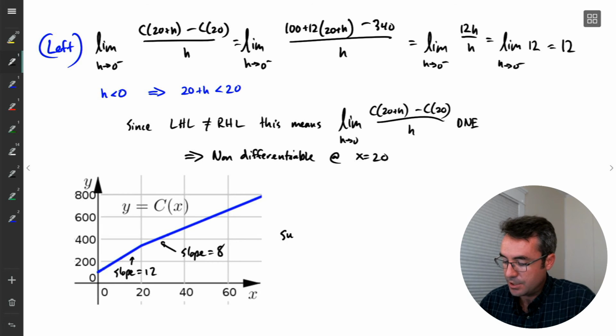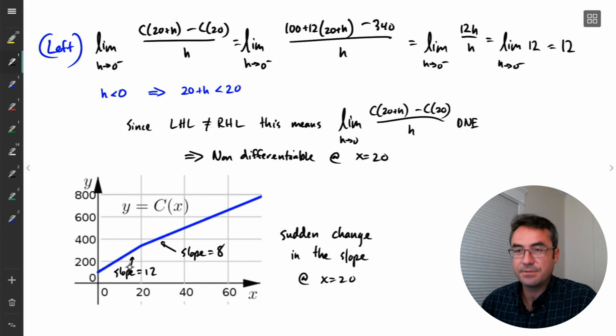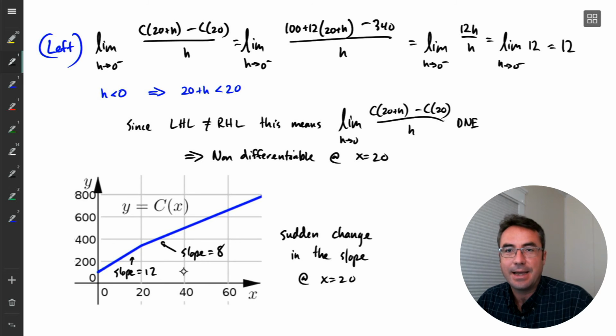So there's a sudden change in the slope, or an abrupt change in the slope at x equals 20. On the left side, our slope is 12. On the right side, our slope is 8. And we don't gradually go, so we don't go down to 11, then 10, then 9.5, then 9.1, then 9, or 8.1, 8.01. There's no gradual change where we gradually go from having a slope of 12 down to a slope of 8. We just go, here's a slope of 12, and then all of a sudden we're down to a slope of 8. There's just a sudden change in the slope of our curve.